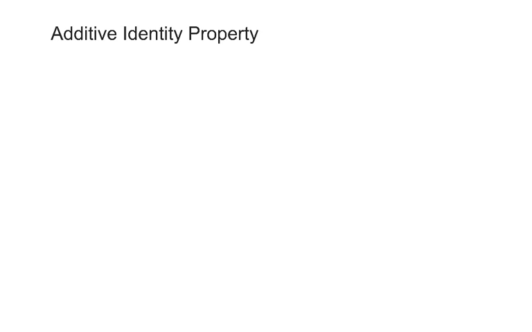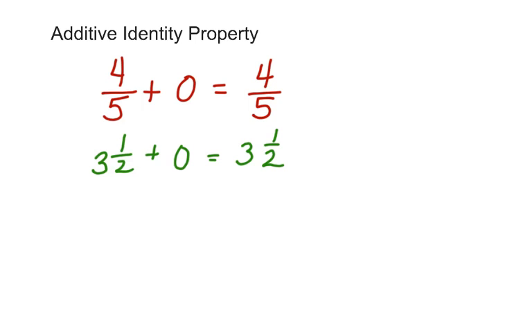The first property is the additive identity property, which states that a number plus 0 is equal to the same number. Here's an example with fractions. 4/5 plus 0 is equal to 4/5. This is an example of the additive identity property. 3 1/2 plus 0 is equal to 3 1/2. This is another example of the additive identity property.